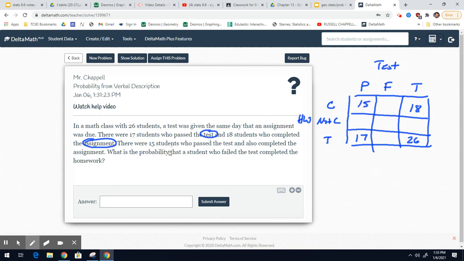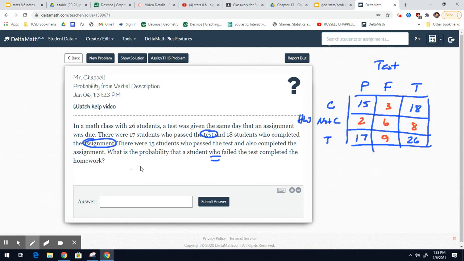And they want to know what is the probability that a student who failed the test completed the homework. All right, so let's first fill out the table. I'm going to use a different color to fill the table out. So again, it's just adding and subtracting. 26 minus 17, that's 9. 26 minus 18, that's 8. 18 minus 15 is 3. 9 minus 3 is 6. 8 minus 6 is 2. And 15 and 2 is 17.